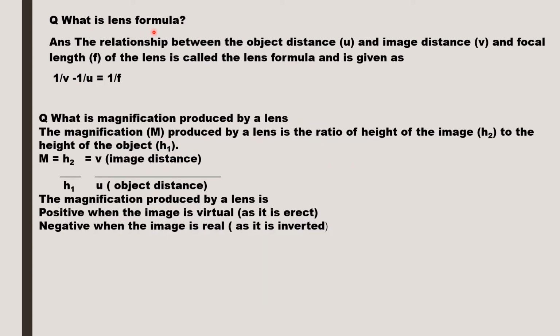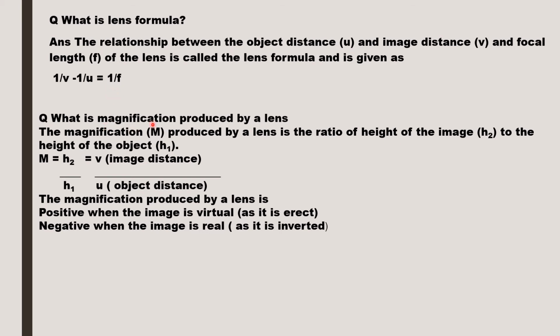What is lens formula? Here only the formula is important. So there is a relationship between object distance u, image distance v and the focal length of the lens, which is called as the lens formula. I said the lens formula is very important for solving the numerical. So what is the lens formula? 1 upon v minus 1 upon u is equal to 1 upon f.